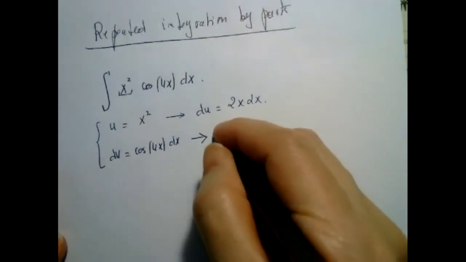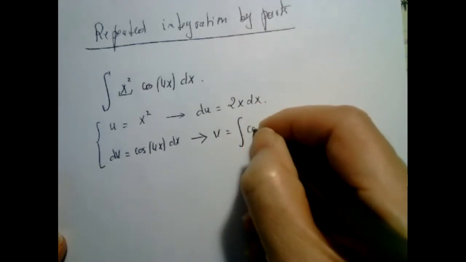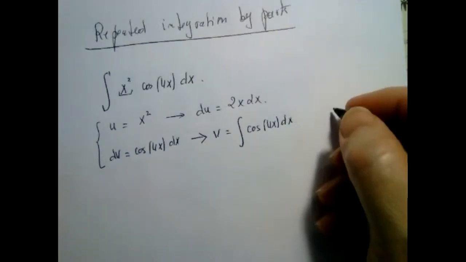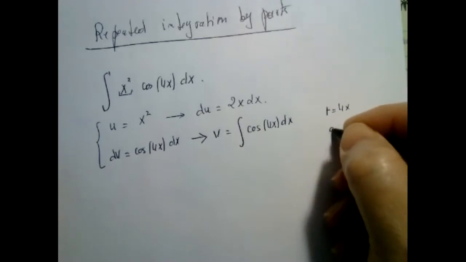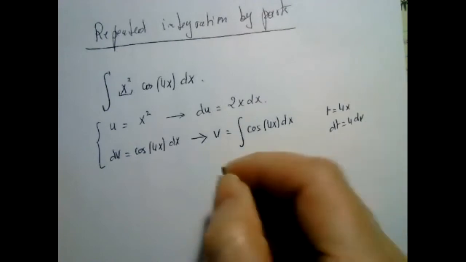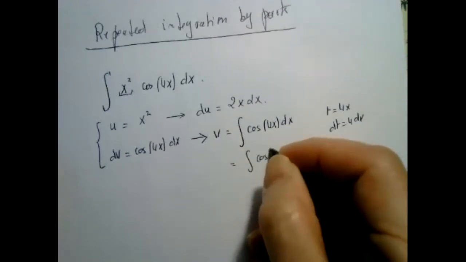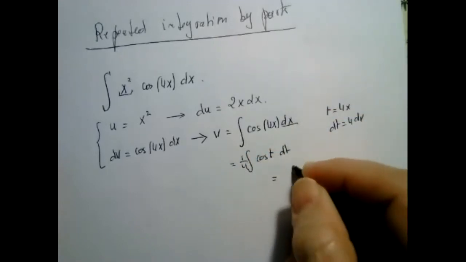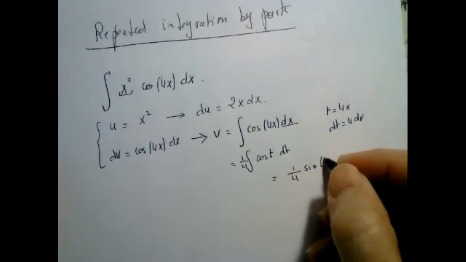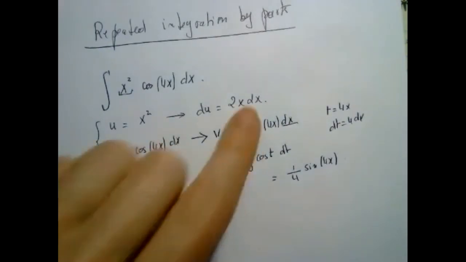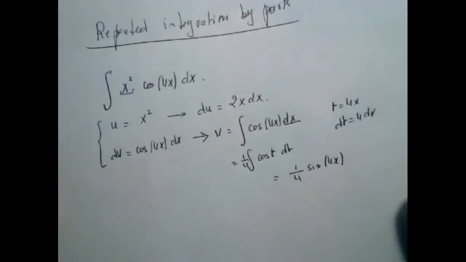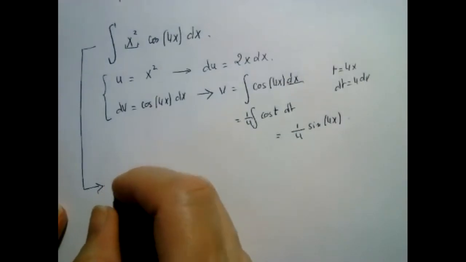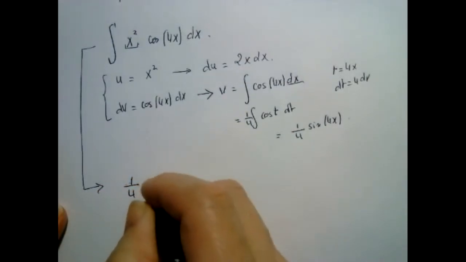And now I need to find the v. It is the antiderivative of cosine 4x dx. Now we have to find this antiderivative. I have an inside, so I need a little substitution. This would give me the integral of cosine t, and my dx is 1 over 4 dt. So this gives me 1 over 4 the sine of 4x. You should almost memorize those types of integrals, and eventually I will make you memorize them.